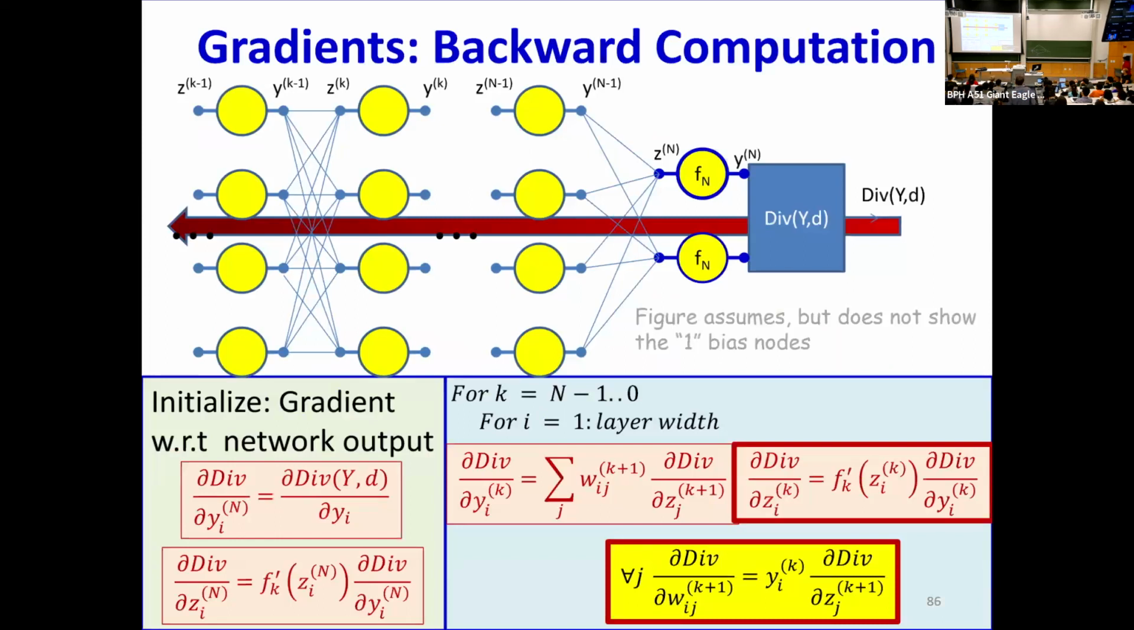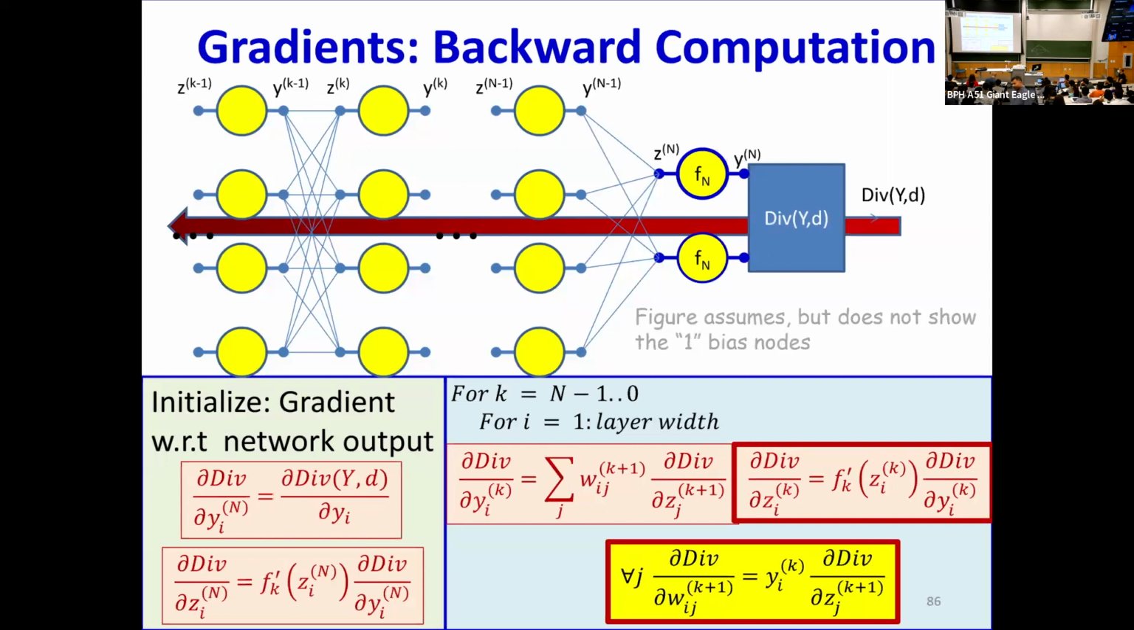pseudocode. You're going to start off by computing the derivatives of the divergence with respect to the output of the network. Take a step back and compute the derivatives of the divergence with respect to these z's, and then keep working backwards. First, you would compute the derivative with respect to these y's, which is simply a weighted sum of the derivatives for these z's. Then you would take a step back and compute the derivatives for these z's, which you get by the simple application of the chain rule, right?